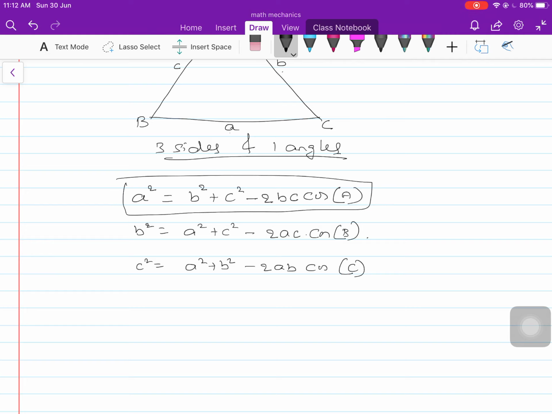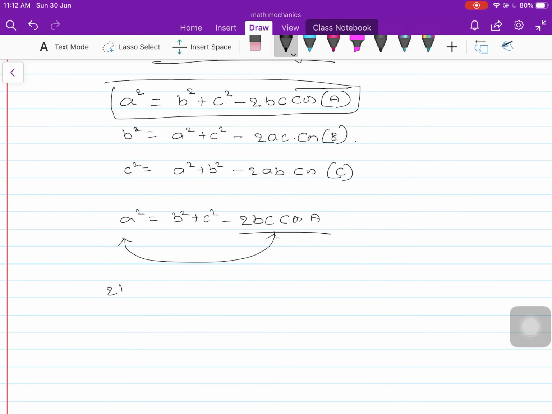Now if you want to find the angle A, I'll write this again: a squared is equal to b squared plus c squared minus 2bc cos of angle A. This entire term I'll take to this side, and a squared I'll bring to this side. So 2bc cos of angle A is equal to b squared plus c squared minus a squared. I'll take this 2bc to the other side, so cos of angle A is equal to b squared plus c squared minus a squared, whole thing divided by 2bc.